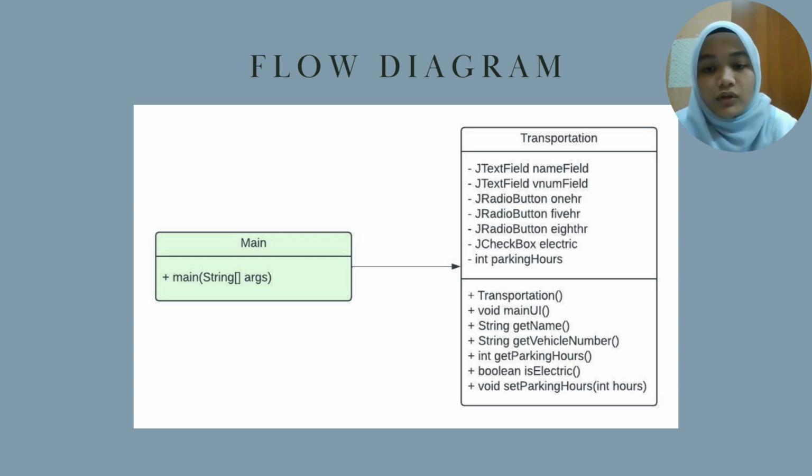As for the methods, we used a public constructor to initialize the transportation object. Next, a public void mainUI method to set up the main UI components. Next, string getName method to get the name from the text field. And string getVehicleNumber method to get the vehicle number from the text field. We also used integer getParkingHours and boolean isElectric method to check whether the vehicle is electric or not. And lastly, void setParkingHours to set the number of parking hours.